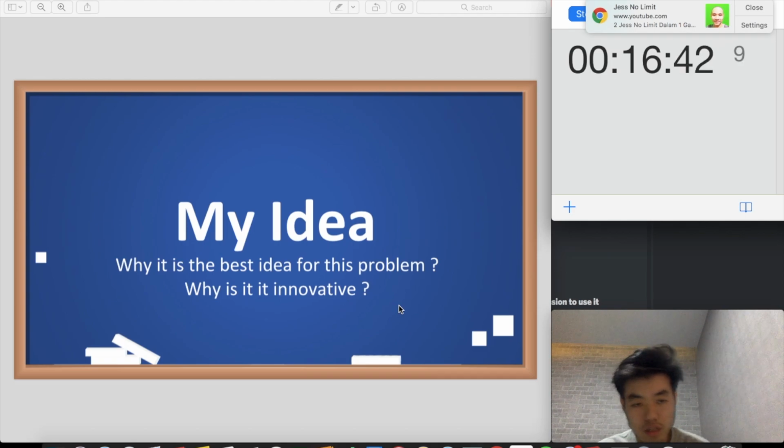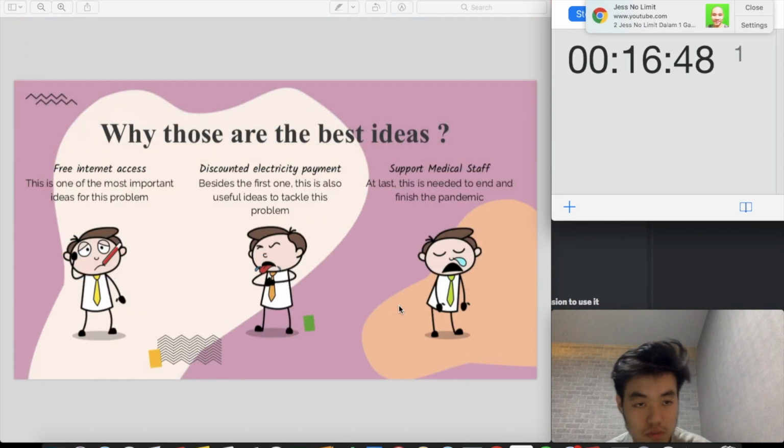Why is it the best idea for this problem, and why is it innovative? Why are those the best ideas? The first one is free internet access, the second one is discounted electricity payment, and the third one is supporting the medical staff. The first one is one of the most important ideas for this problem. The second one, besides the first one, is also a useful idea to tackle this problem. And lastly, this is needed to end and finish this pandemic.